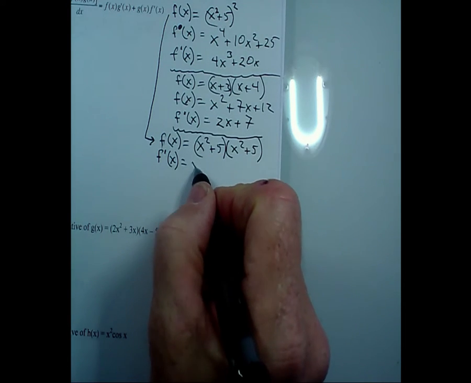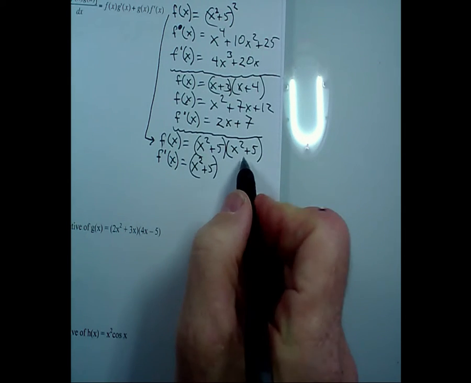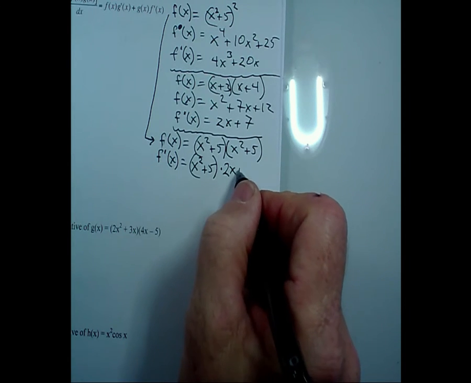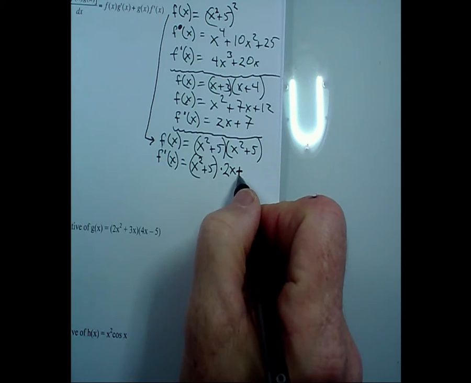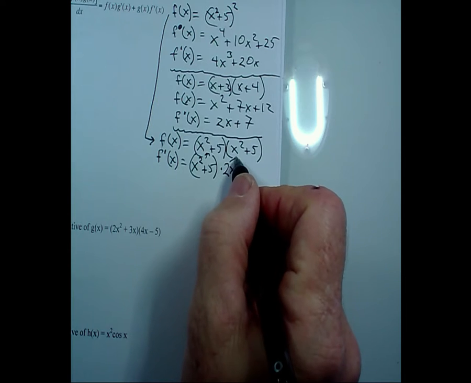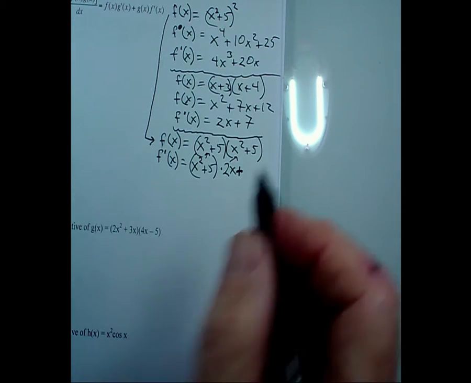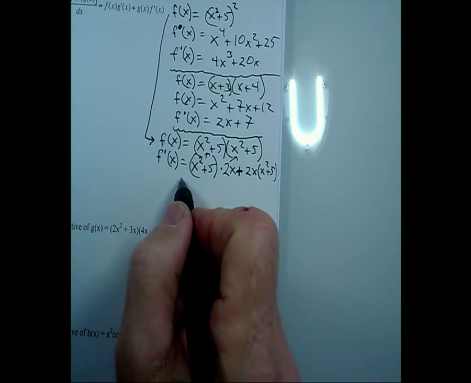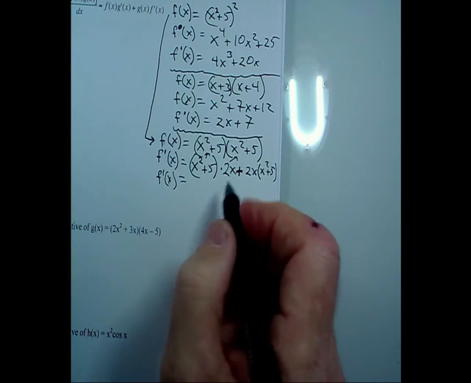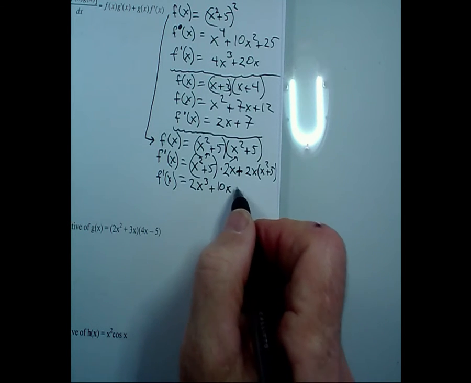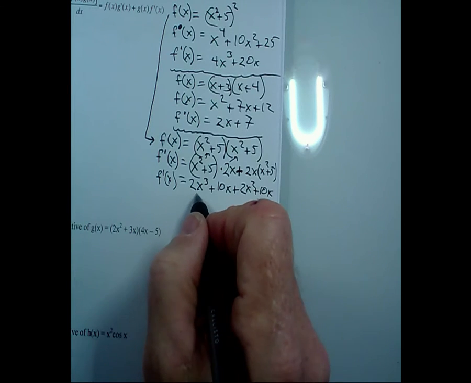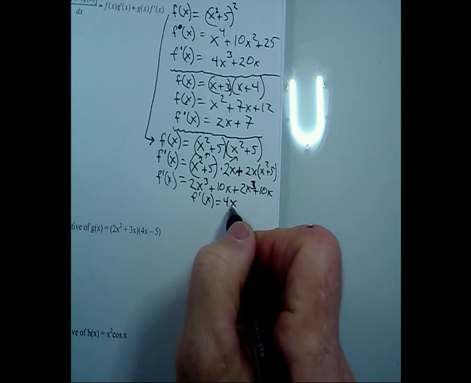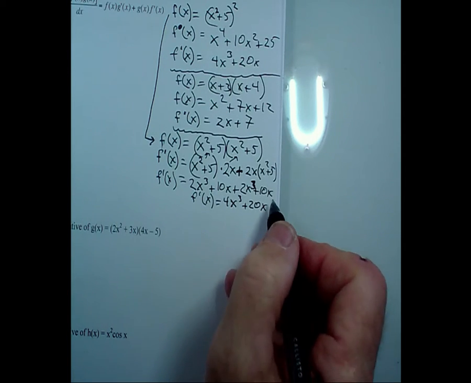And what I'm going to do is write the first one down, take the derivative of this, which would be 2x, and write a plus sign. So this is the first function, it's this one. This is the derivative of the second function. Now I'm going to take the derivative of the first function, which is 2x, times the second function. And I'm going to get 2x cubed plus 10x plus 2x cubed plus 10x. And I'm going to get a derivative of 4x, oops, I forgot to write cubed here, 4x cubed plus 20x, which is what we got up here.